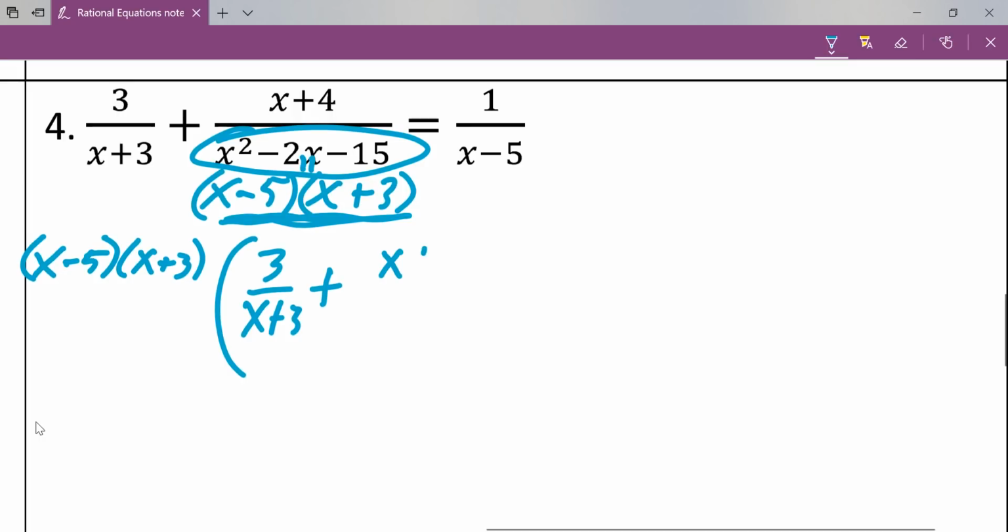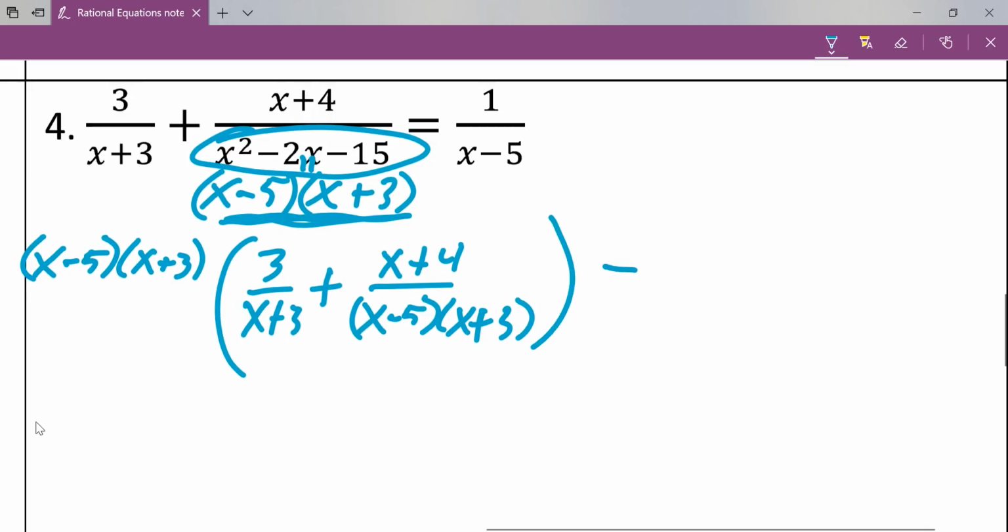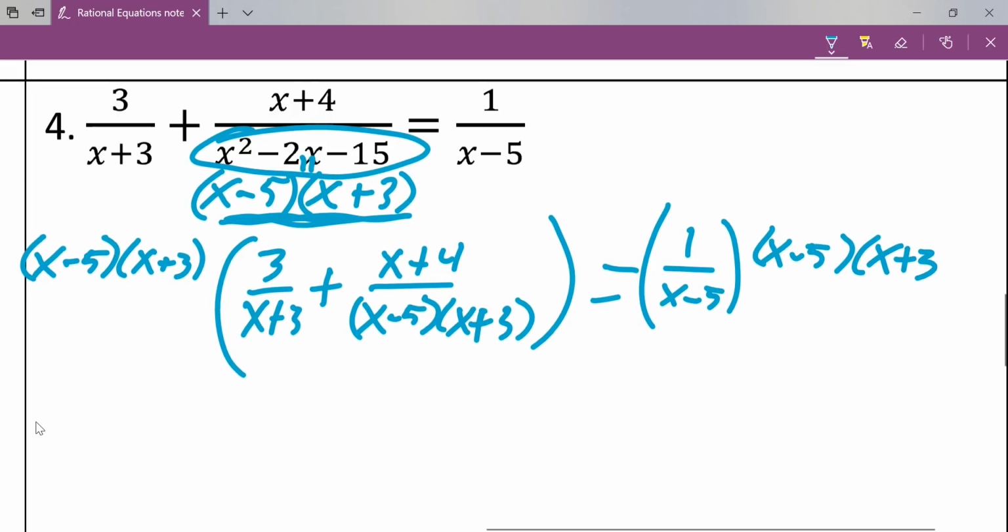plus x plus 4 over, and again, I'm going to leave it factored so that it's easier to see later when we are simplifying everything. Close the parenthesis, equal to 1 over x minus 5, times x minus 5, x plus 3.